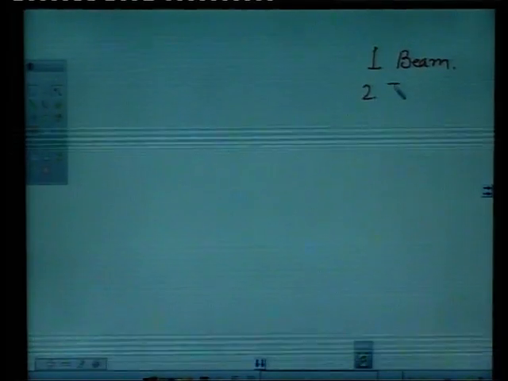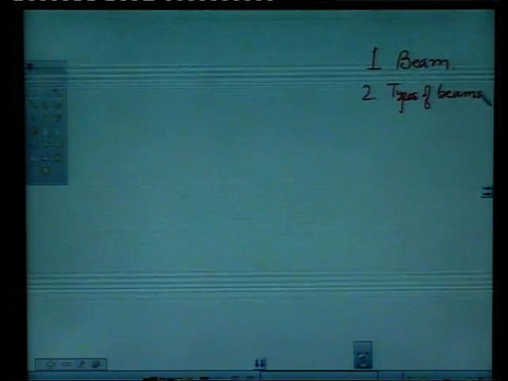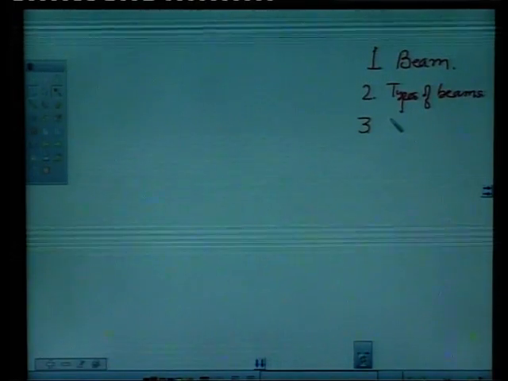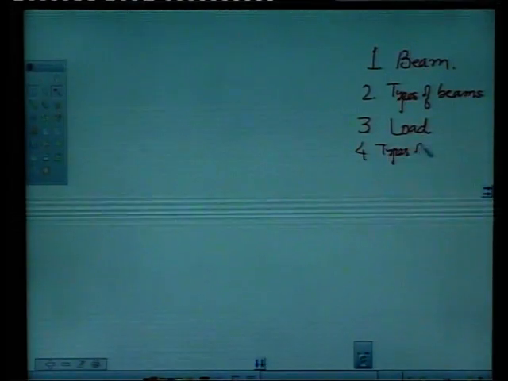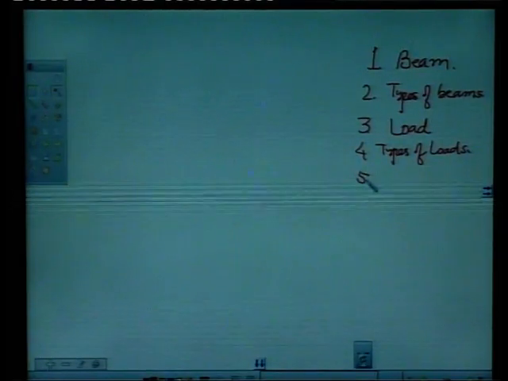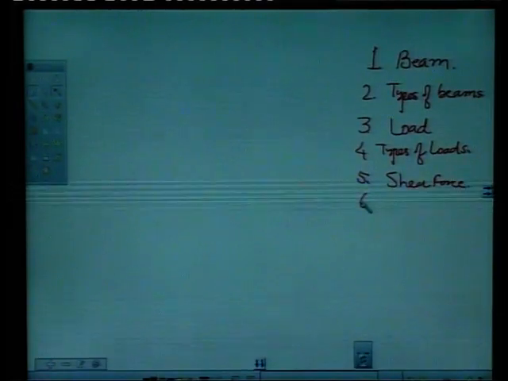So, in today's talk, we will study what is a beam. After beam, what are the different types of beams? Beam, then types of beams, then load or force, types of loads, different types of loads. Then we will study in this class what is shear force. Then, what is bending moment?